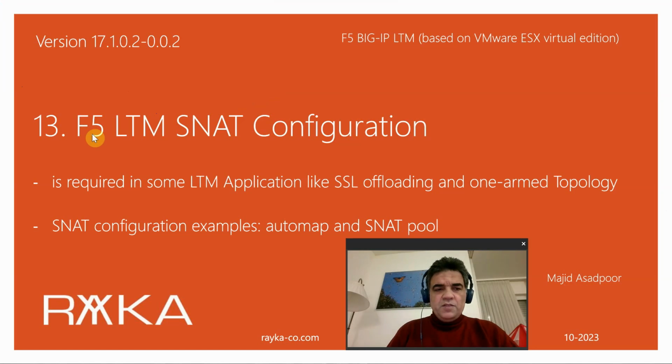In this section, we will discuss F5 LTM SNAT configuration, which is required in some LTM applications like SSL offloading, which we have discussed in the previous section, and one-arm topology, which we will discuss in the future. In this section, we will see some SNAT configuration examples using automap and SNAT pool.